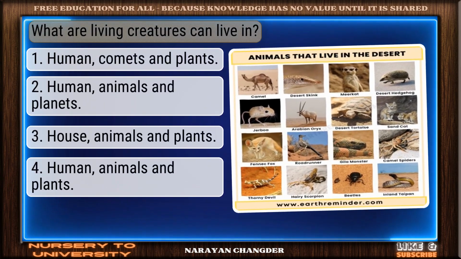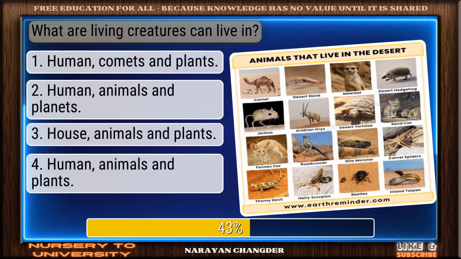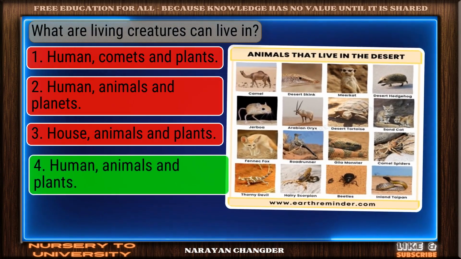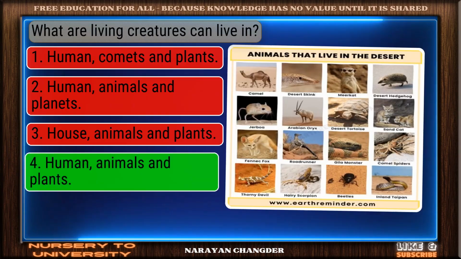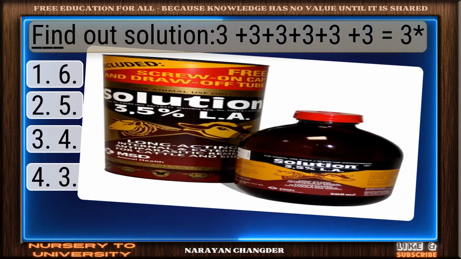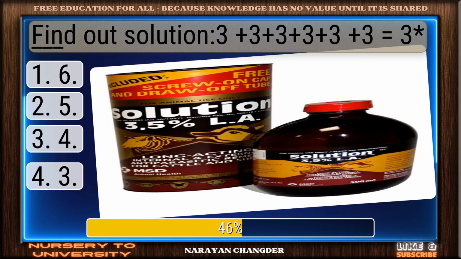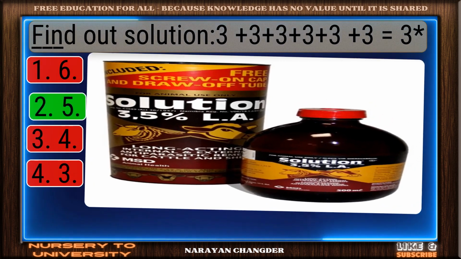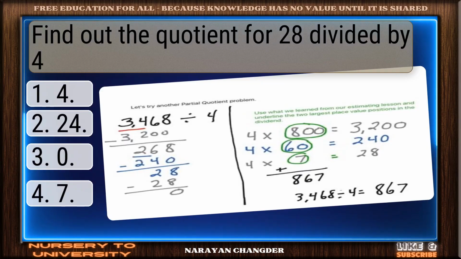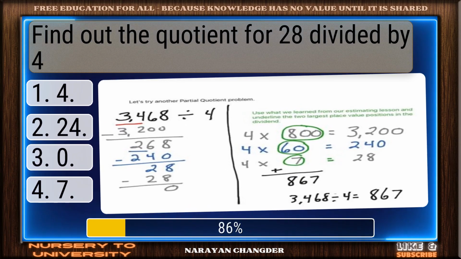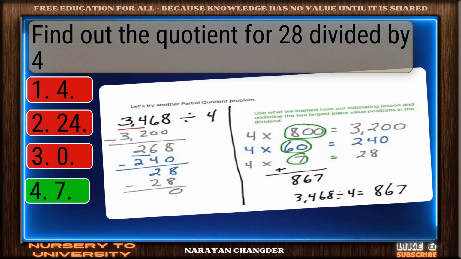What are living creatures can live in? Nice selection. Human, animals, and plants is the correct and valid answer. Find out solution E. 3 plus 3 plus 3 plus 3 plus 3 equal to 3D dash. Great job. Phi is the accurate answer. Find out the quotient for 28 divided by 4. Great thinking. 7 is the right choice.